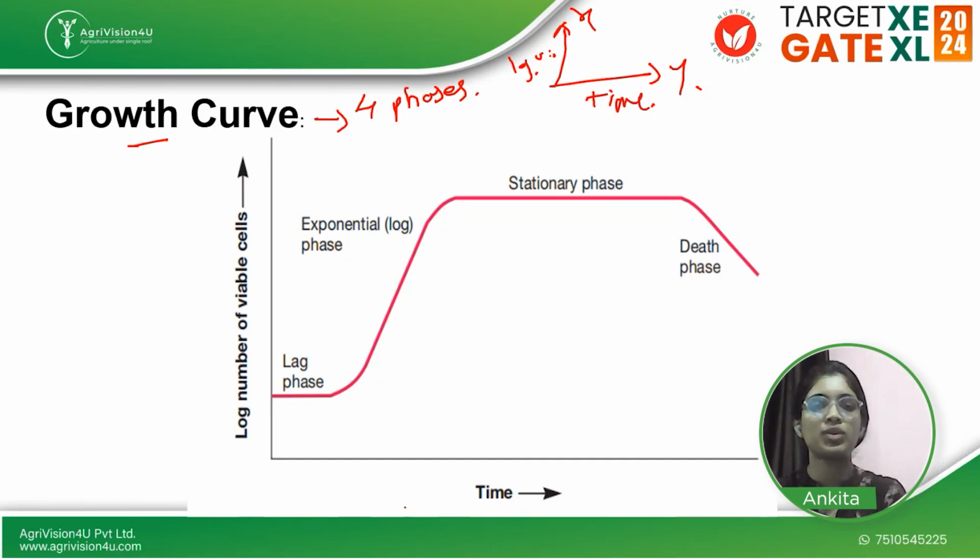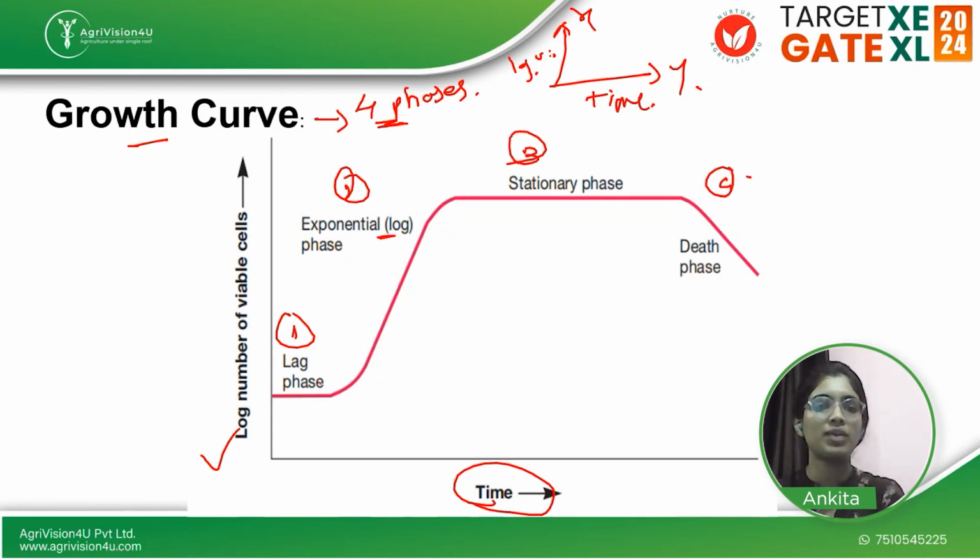On the y-axis, you will have the time. You can see over here, it is time, and here it is log number of viable cells. Now see, it is a 4 phase reaction, a 4 phase growth curve. So first is lag phase, second is exponential, that is your log phase. Third one is stationary, fourth one is death phase.